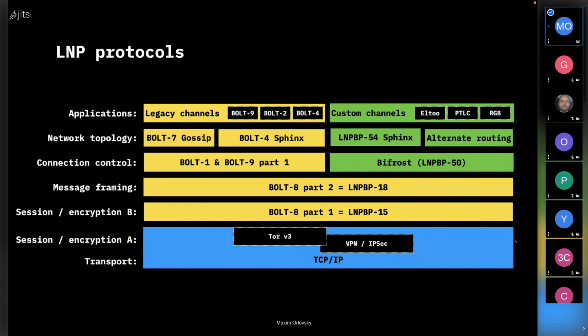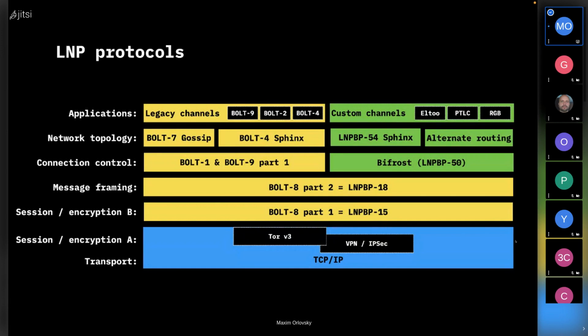And also we will use a modified version of Bolt 4 for the onion routing based on the Sphinx protocol. We would like to modify it because Bolt 4 defines onion routing only for payments, while we would like to have onion routing for arbitrary message types. Based on these two routing protocols, there will be an application level, which in the case of the legacy Lightning Network is only payment applications defined in Bolts 2 and 4. In the case of Bifrost, it could be multiple different applications like RGB, PTLC-based payments, L2, and so on and so forth.